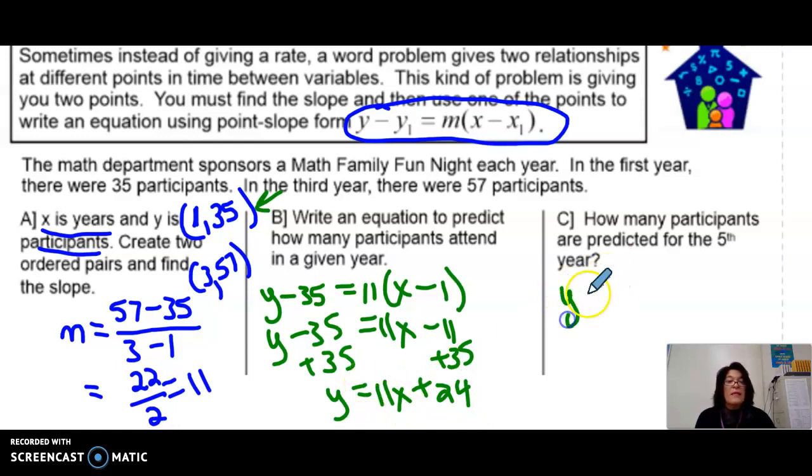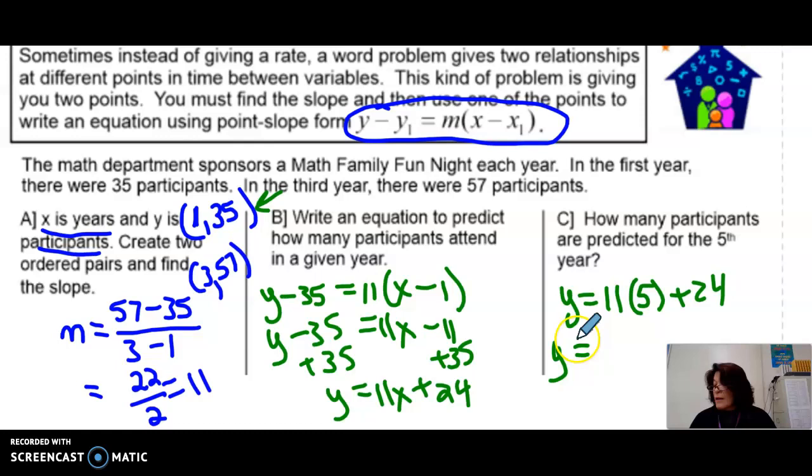I can use that to predict how many people do I think are going to come on this 5th year? Well, remember, X is the year, so 11 times 5. I think, based on my data from year 1 and year 3, that 55 plus 24 people are going to come. I think about 79 people is my estimate. So when I'm buying some snacks and drinks, I'm thinking there might be about 79 people there based on how it's been increasing from my 2 data points.